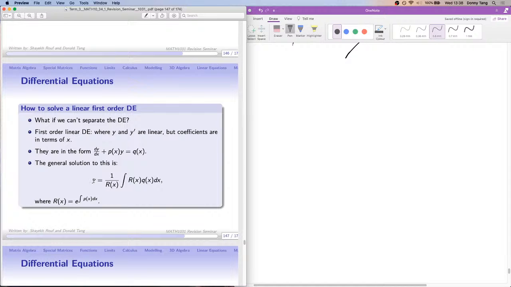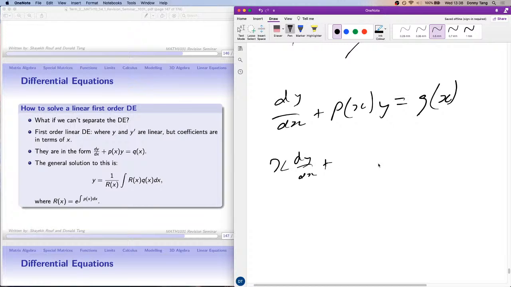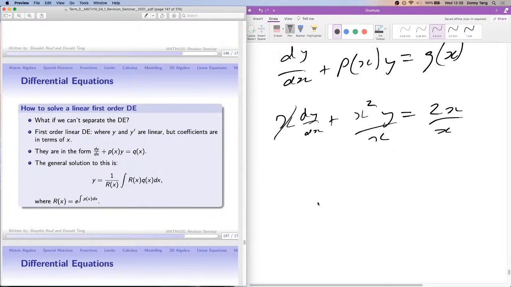So basically what happens is, you want to get it to this form: dy/dx plus p(x)y equals q(x). Now, the questions aren't going to give it to you in this form straight up. You have to be very careful. Perhaps you have to divide the entire thing by something. For example, if there's a coefficient, like x dy/dx plus x squared y equals 2x, what you have to do is divide everything by x, and then it'll be in this form. And then you can use this method.